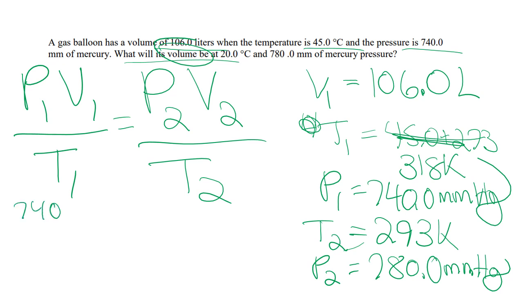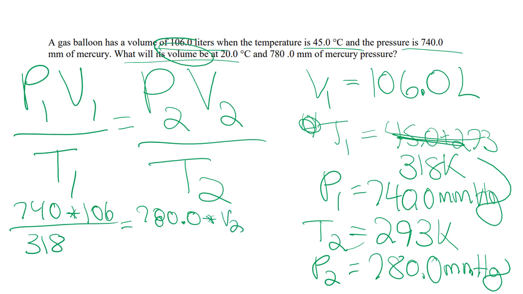So 740 P1, 106 V1, over T1, 318, equals P2, 780, V2. And so that's what we do not know. Over T2, 293. All right, so solve for one side, 740 times 106, and you can solve this however you want, obviously. So 318 times 293 divided by 780.